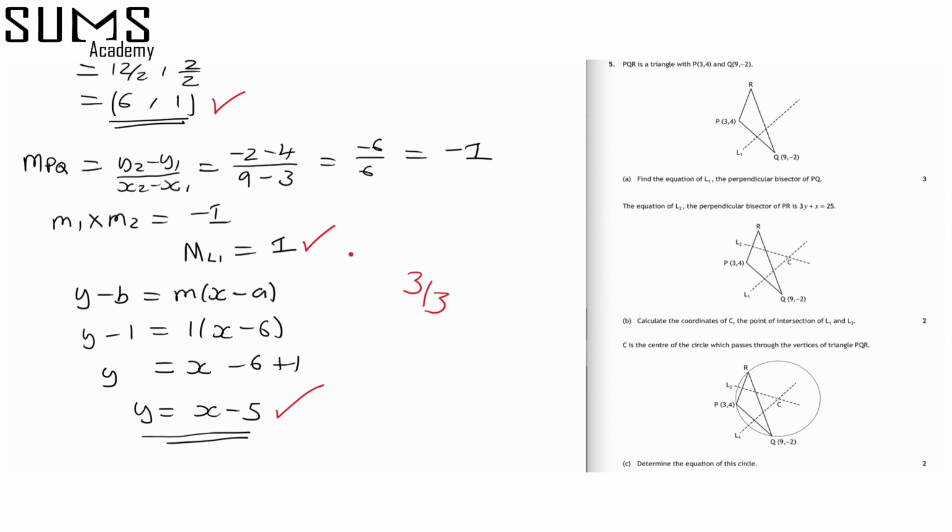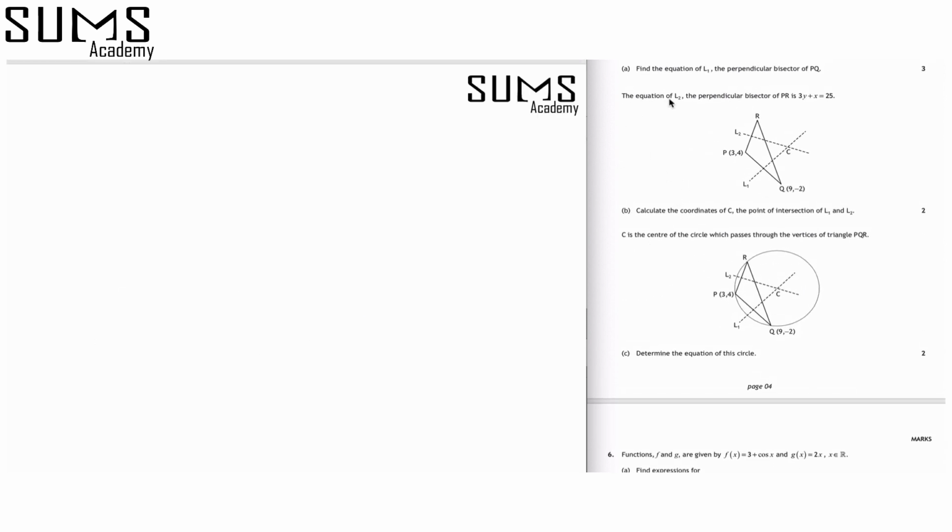Alright, perfect. So now we're told the equation L2, the perpendicular bisector of PR, is 3y plus x equals 25. Calculate the coordinates of point C, the point of intersection of L1 and L2. Right, so this is just going to be simultaneous equations. Whenever you see points of intersection, you always know it's going to be simultaneous equations.